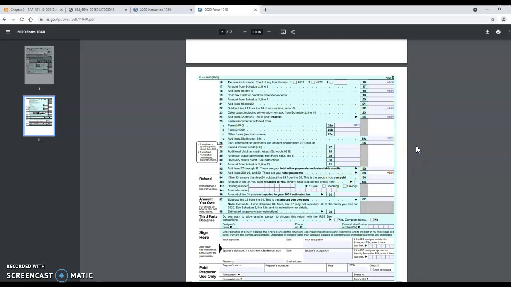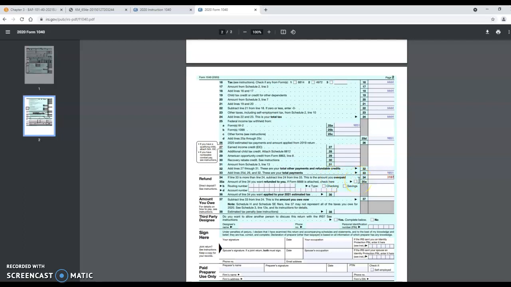So we take the $98.51 and we subtract his liability, $66.64. And that means that he paid $31.87 more than he needed to. He overpaid.